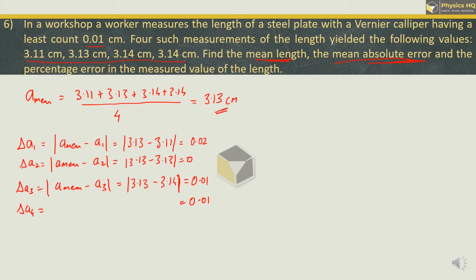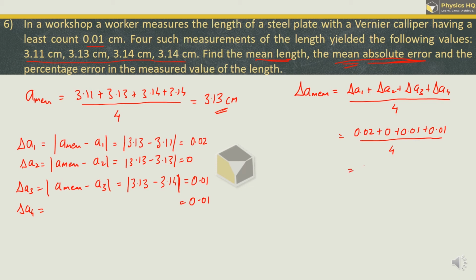To find the mean absolute error, we will take the mean of these. So the mean absolute error will be ΔA1 plus ΔA2 plus ΔA3 plus ΔA4, since we have all the absolute errors, and take the mean of this. So we have 0.02, 0, 0.01, 0.01 divided by 4. This should give us 0.01 centimeter. So this is the mean absolute error.